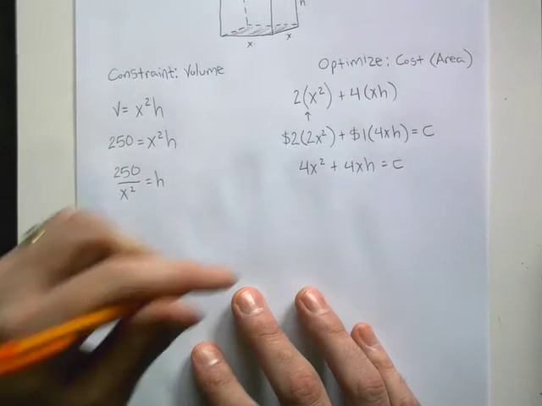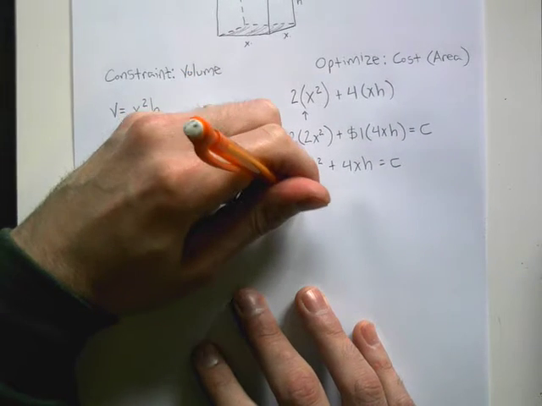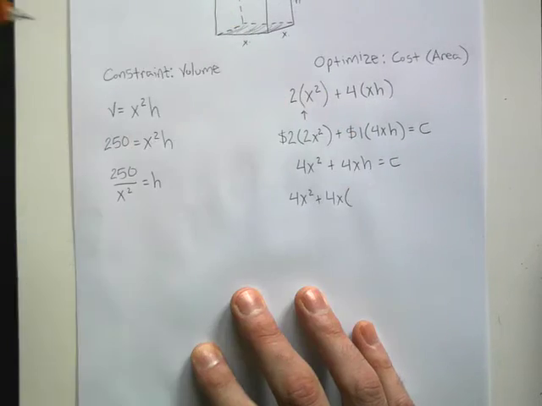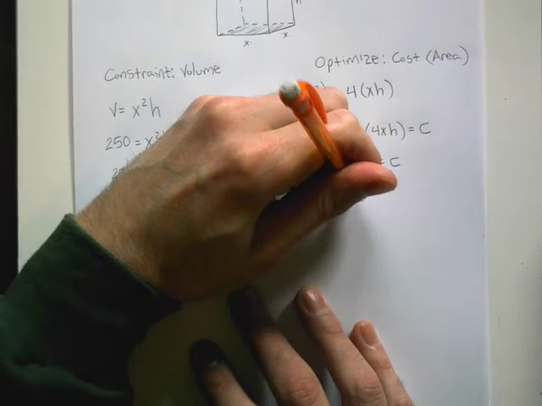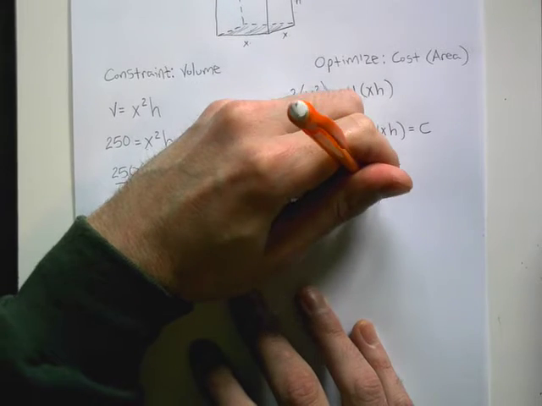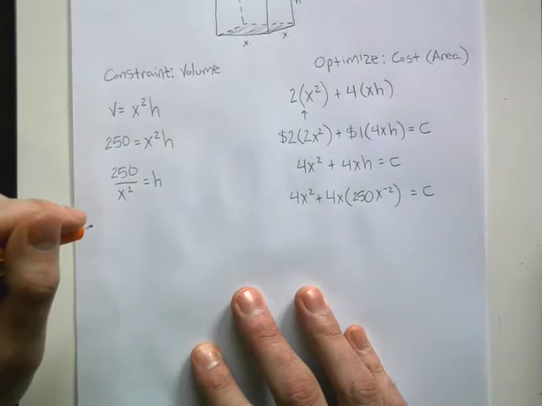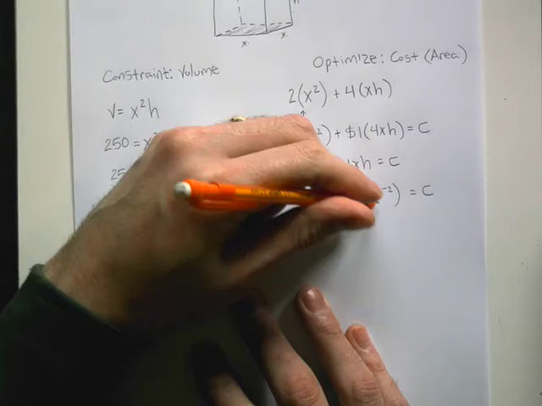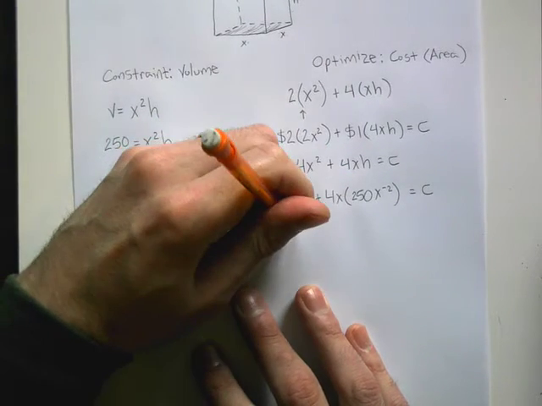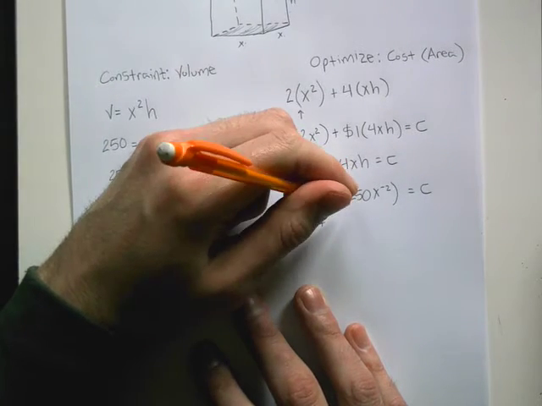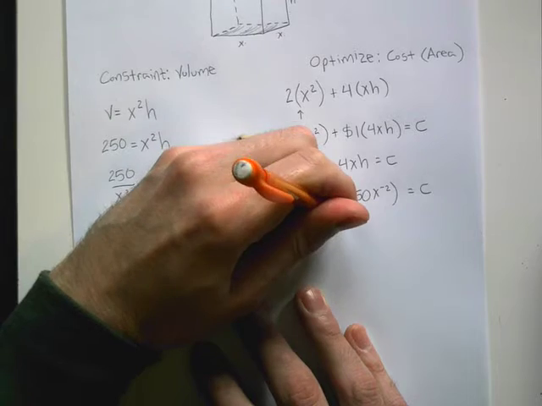So let's just rewrite this. At 4x squared plus 4x, and instead of h, I'm going to write 250 x to the negative second is equal to my cost. And let's just simplify this so we don't have problems when we're taking derivatives. 4x squared plus 4 times 250 is going to be 1,000.